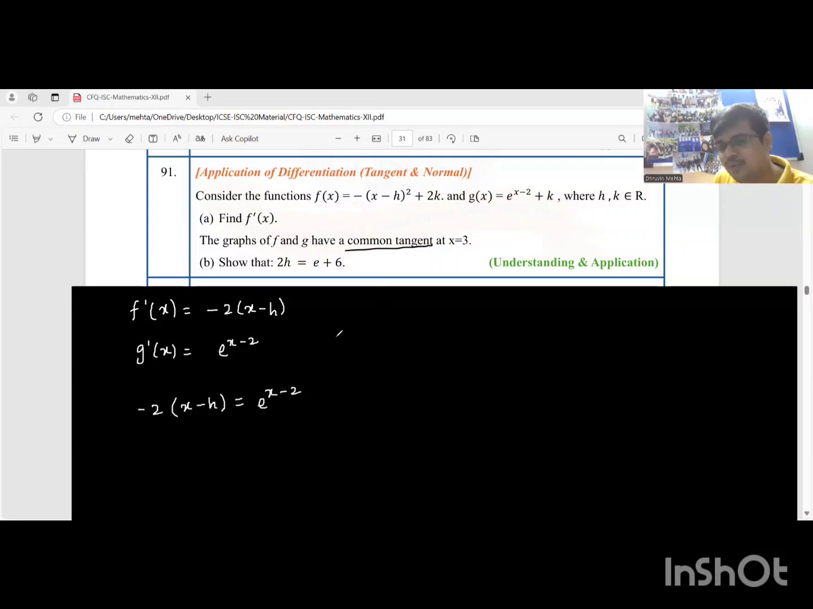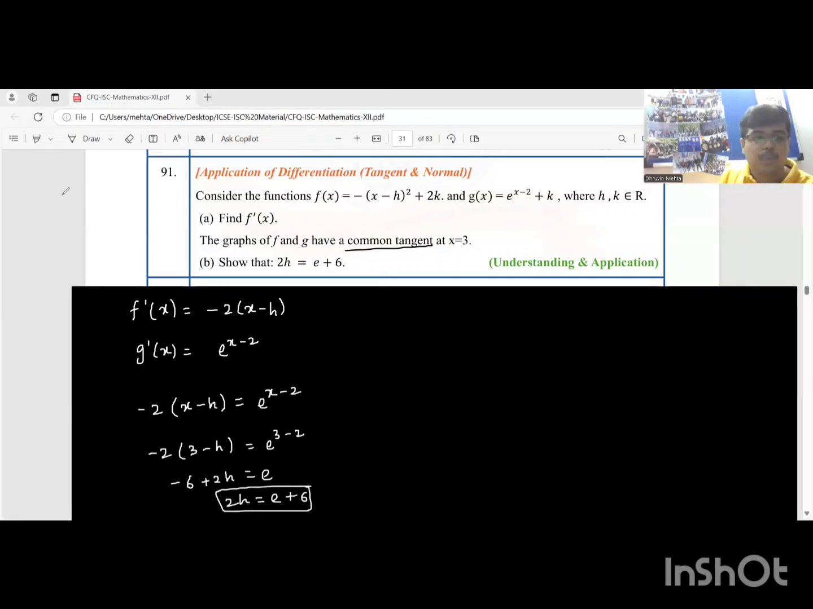Here, students, the value of x is already given. The x is given, it is 3. We'll substitute x as 3. So we get -2 into 3 minus h is equal to e raised to 3 minus 2. And we are done, students. You open the brackets, it's -6 plus 2h equal to e. So from here, we get 2h is equal to e plus 6. A super easy question. We'll proceed, students.